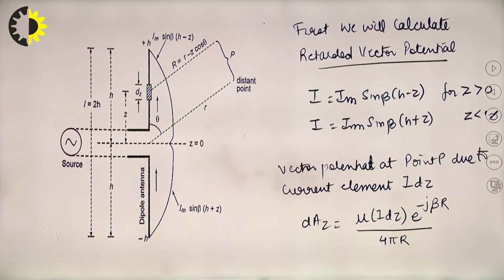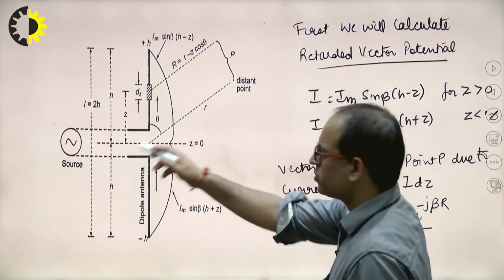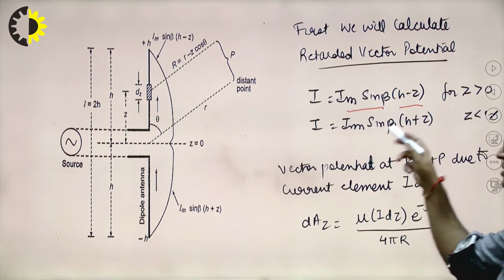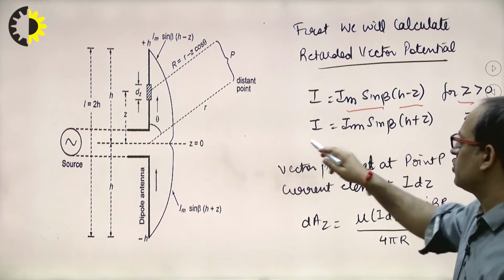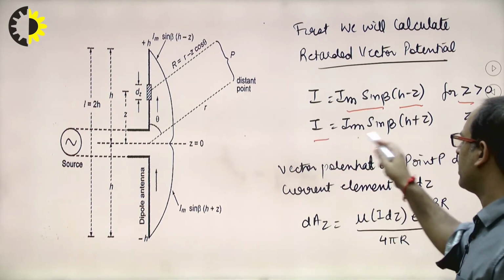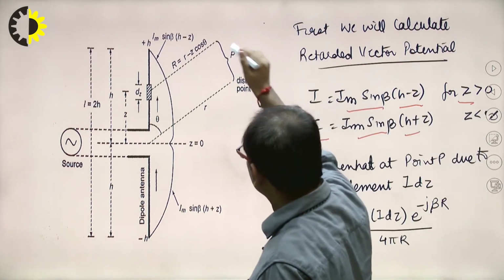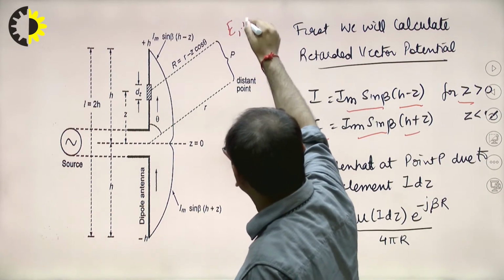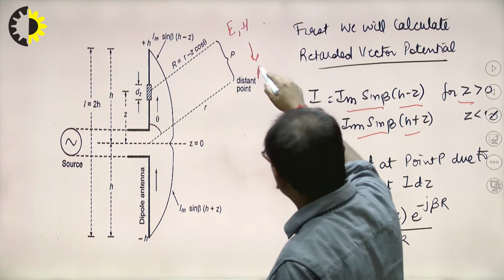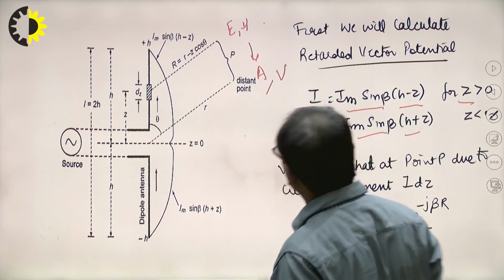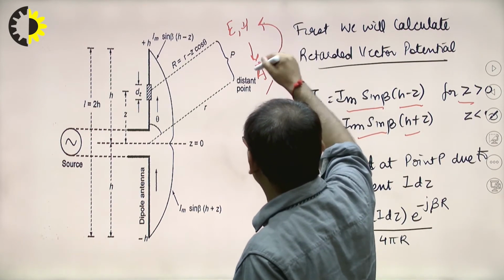Now see the current distribution, which I am saying is provided to this one: I equal to Im sine beta (H minus Z) when Z is greater than 0, and when Z is less than 0 then I equal to Im sine beta (H plus Z). So at point P, we want to calculate E theta and H. For calculating E and H, we will first calculate the magnetic vector potential A. Clear? Then only we can find the E and H components. Clear?